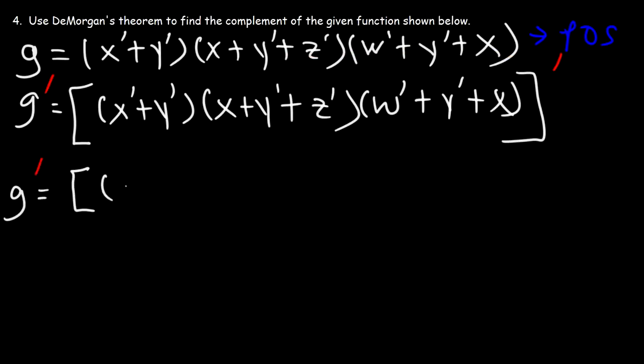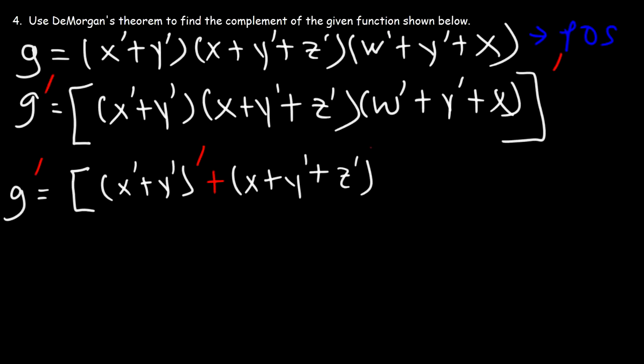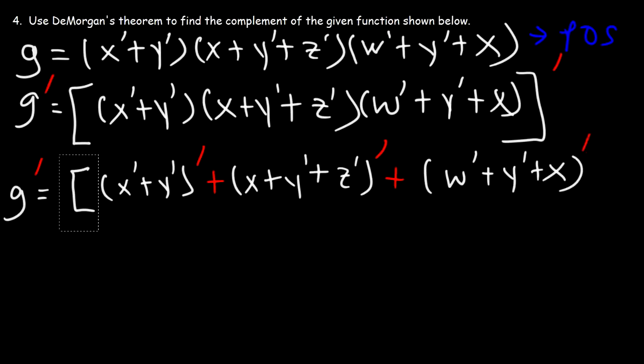So we're going to have x prime plus y prime, with a complement, and then this is going to be plus, and then it's going to be x. Don't change anything on the inside right now. That's going to come later. And then we're going to have a complement and plus, and finally w prime plus y prime plus x with another complement symbol. Now we really don't need the bracket symbol here. We could take it out at this point.